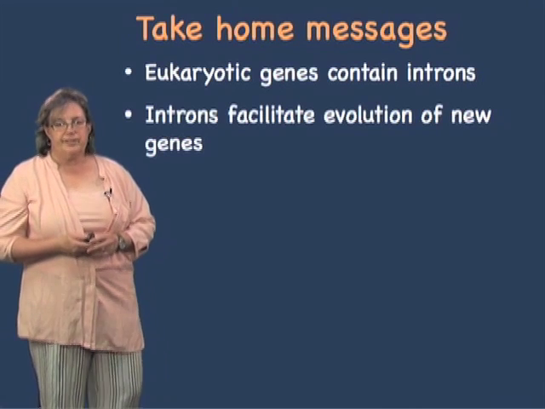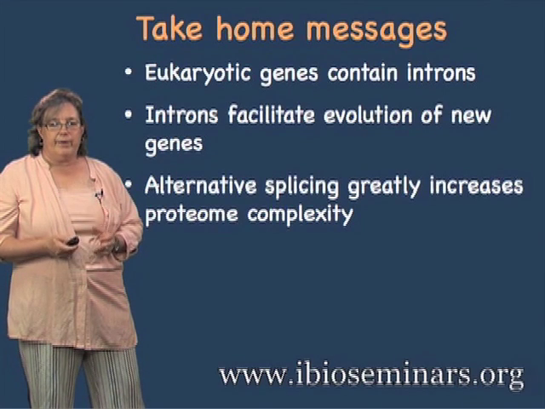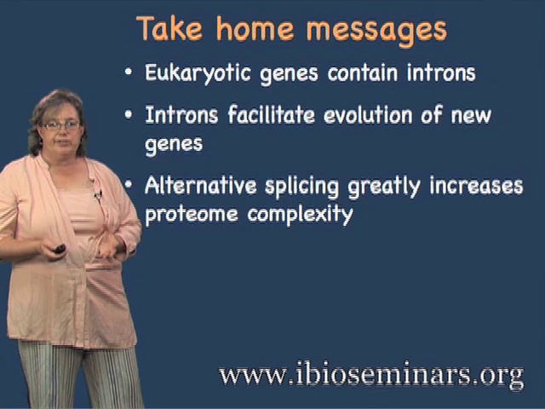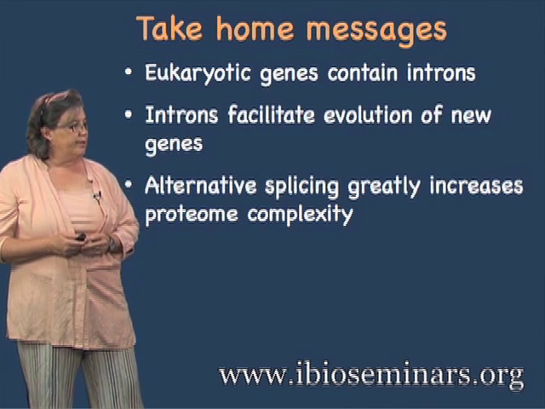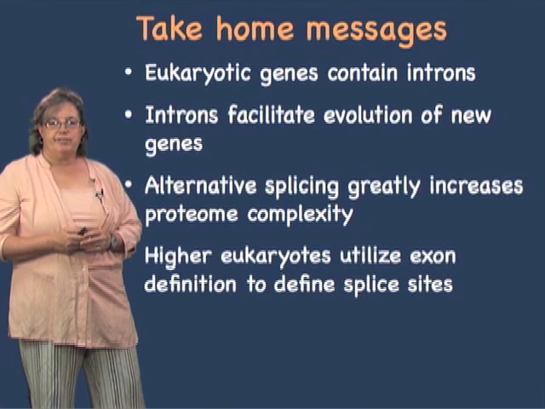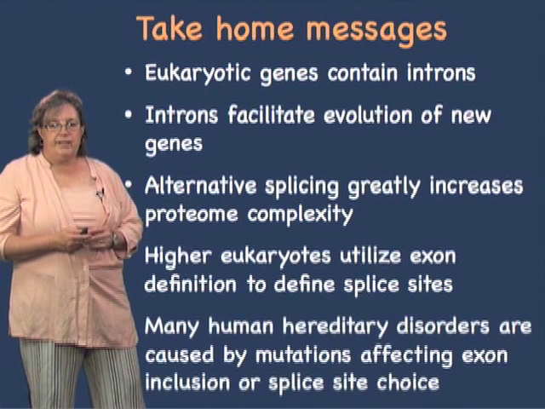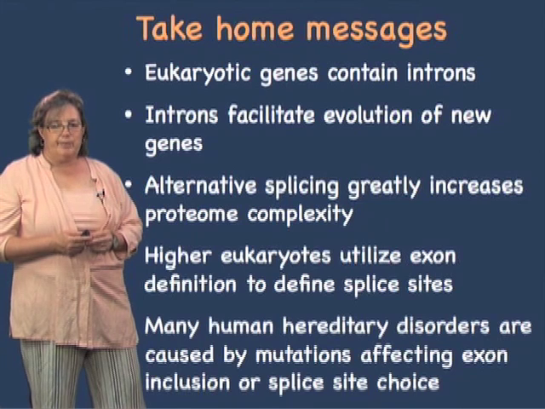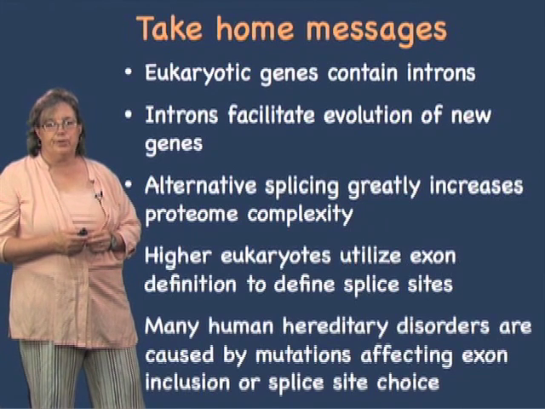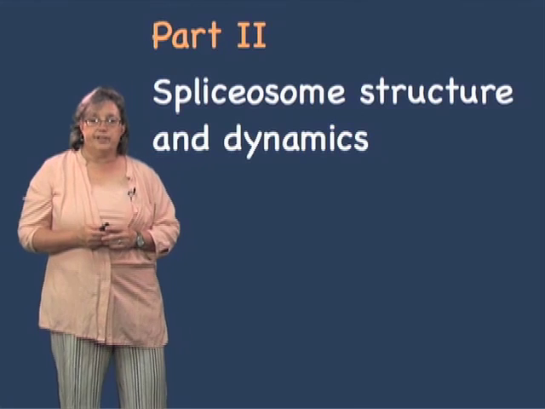These introns facilitate the evolution of new genes, and by allowing for alternative splicing, they allow us to greatly increase our proteome complexity. And higher eukaryotes utilize exon definition to define splice sites, because the exons are like islands in oceans of intron. And then finally, many human hereditary disorders are caused by mutations that affect exon inclusion or splice site choice. So this ends this part of the lecture.